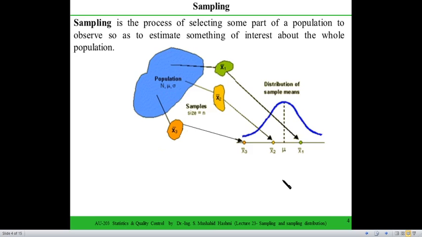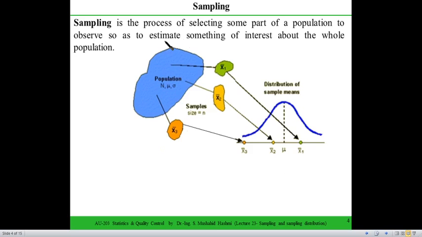Okay, what is meant by sampling? Sampling is a simple process of selecting some part of the population to estimate something of interest about the whole population. So the whole population cannot be analyzed, and we always need to take a sample out of that population, and we need to predict the behavior of the population through that sample. And there are different types of sampling techniques.